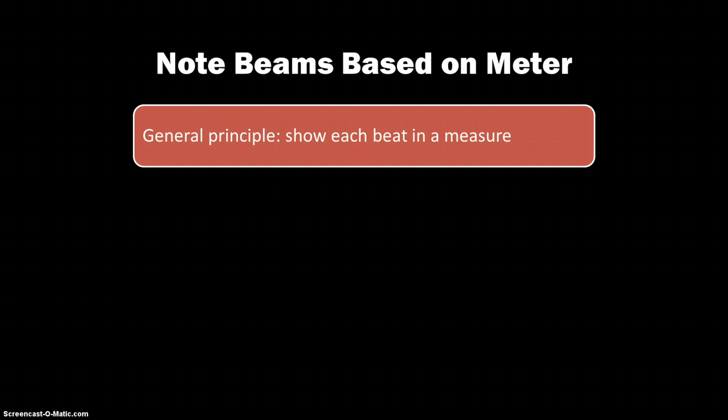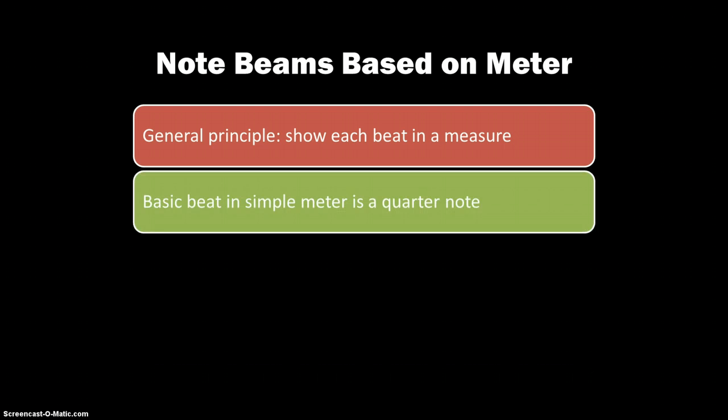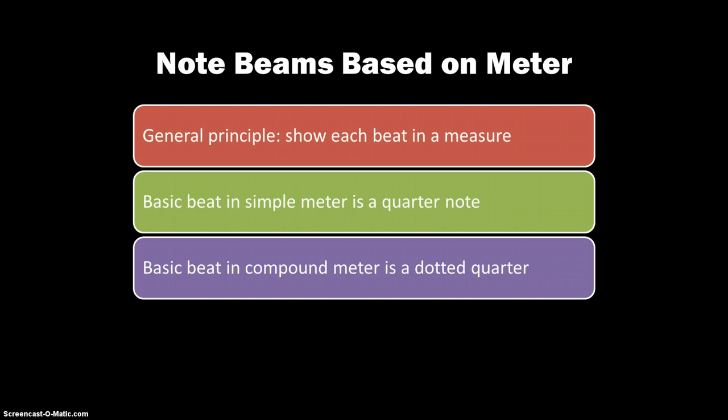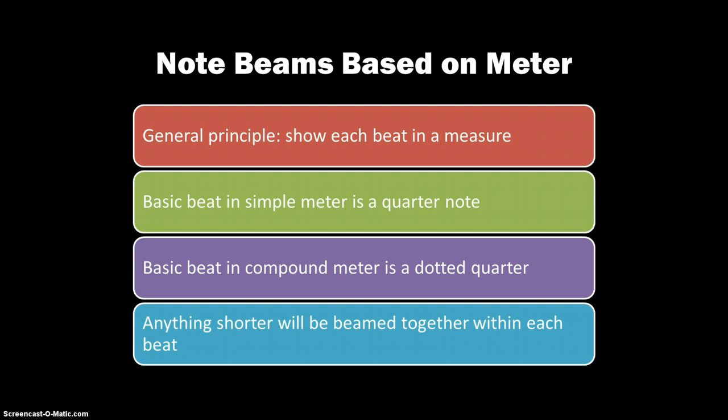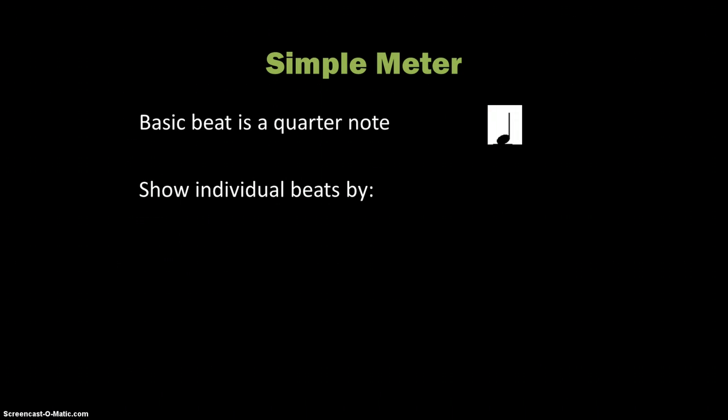The general principle we want to follow is that we want to show each beat in a measure. We don't want to obscure any beats because that makes it harder for the performer to keep track of where those beats are. Remember that in a simple meter, groups of two eighth notes, the basic beat that we're using is a single quarter note, and in compound meter we use a dotted quarter note. Anything shorter than those two benchmarks should be beamed together within each beat, as long as there's no rest or anything else weird going on.